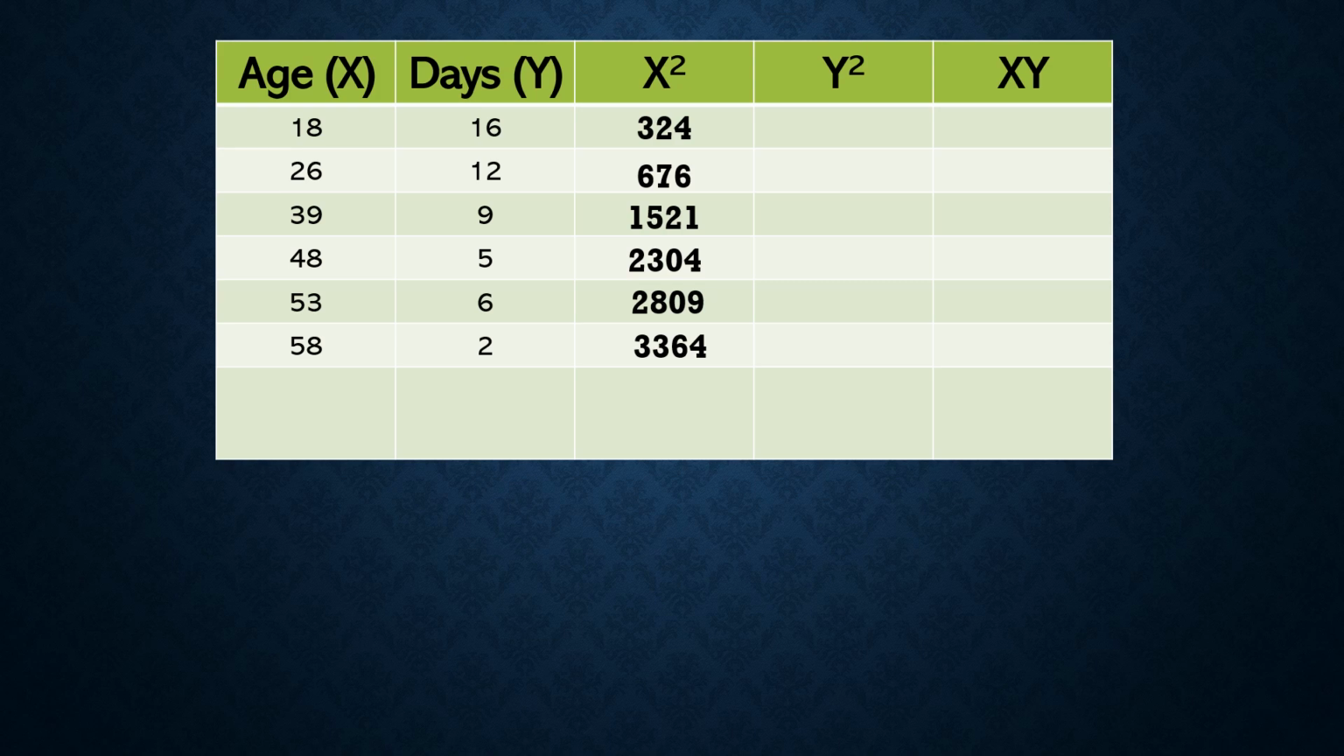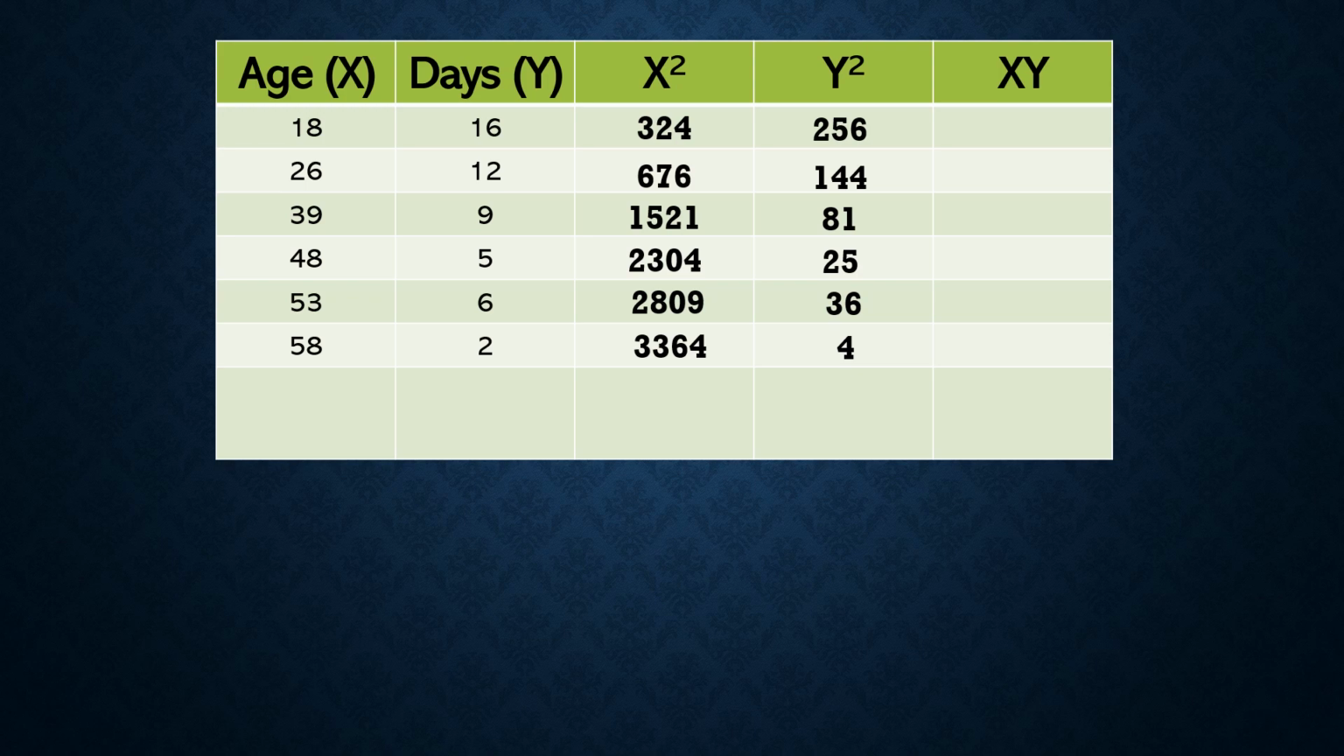Now let's have y squared. For y squared, we're going to multiply the value of y by itself. So we have 16. 16 times 16 is equal to 256. 12 times 12 is equal to 144. 9 times 9 is equal to 81. 5 times 5 is 25. 6 times 6 is 36. And 2 times 2 is equal to 4. Now we already have the values for the y squared column.